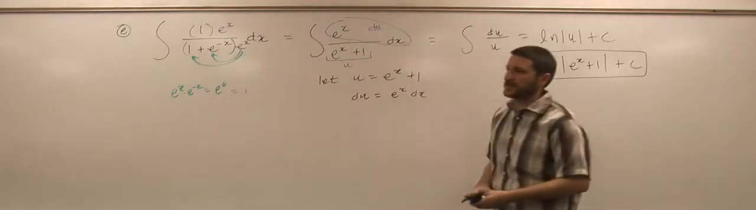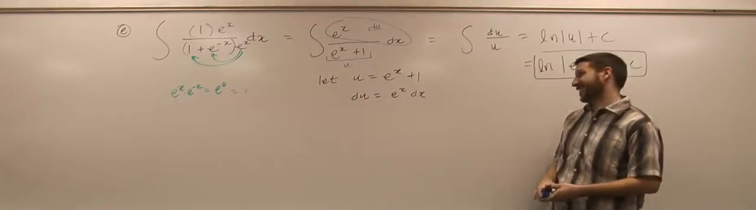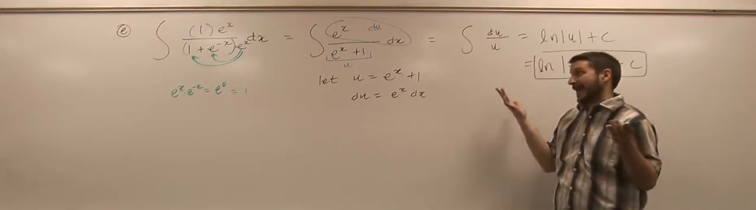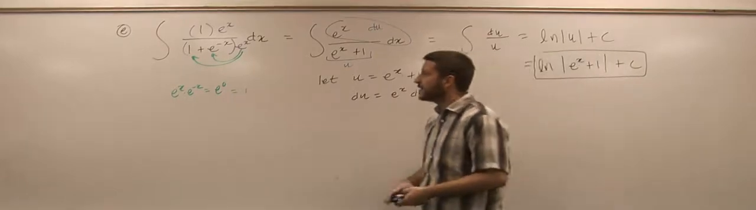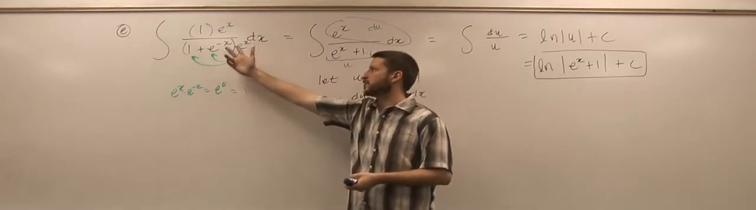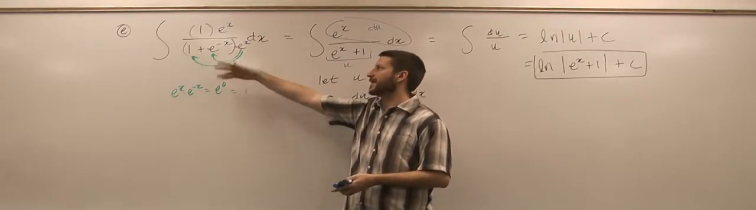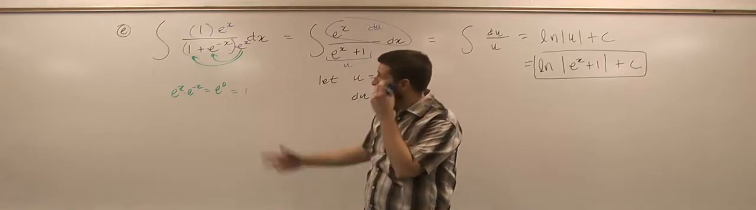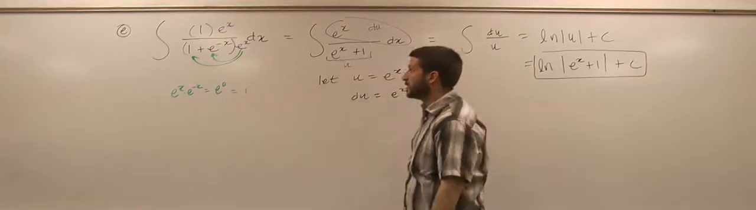So there's a trick to remember. E to the negative x's in the denominator lend themselves well to this trick, because when you multiply e to the negative x by e to the x, it cancels it. So that allows you to put your du on top.